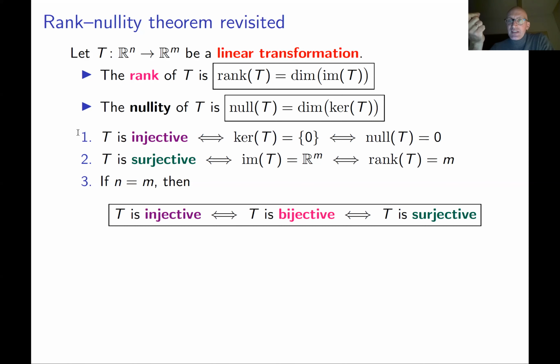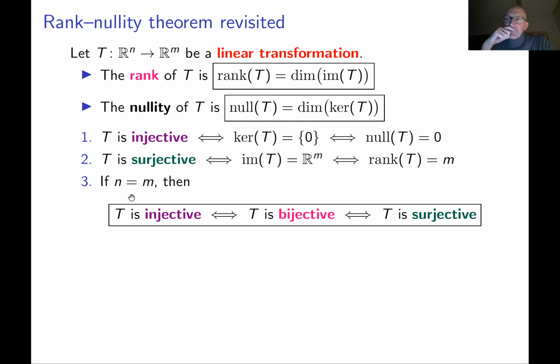Because if the inverse of a linear transformation exists, then of course we proved that the kernel must be zero and the image must be the whole space. It must be bijective, it must be onto and one to one. Injective is one to one, surjective is onto. Okay. And in this very special case, when the linear transformation goes from Rn to Rm, when n is m, all of these conditions coincide: injectivity, bijectivity, and surjectivity.